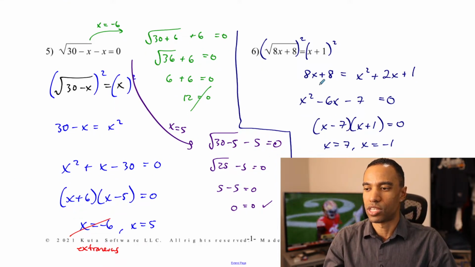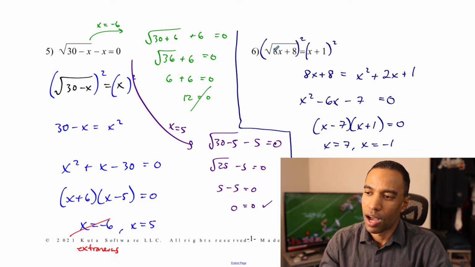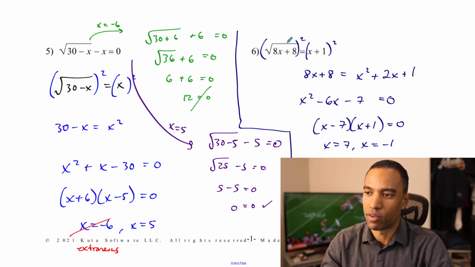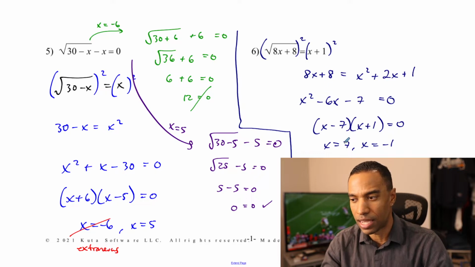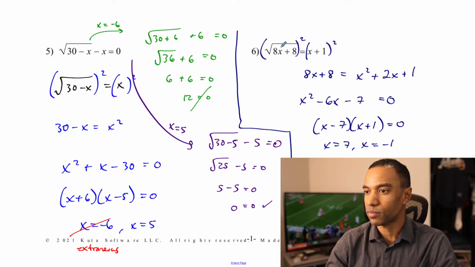All right, let's try those and see if they work. I'll do this mentally here. 56 plus 8 is 64. Square root of 64 is 8. 7 plus 1 is 8. 8 equals 8. 7 checks out.